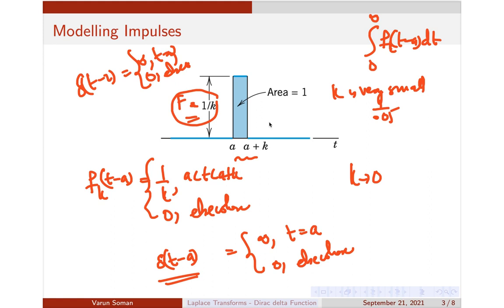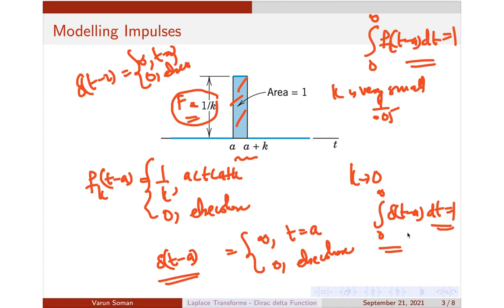It is a rectangle. So the area will be simply length times breadth, which is 1 by k into k, which is nothing but 1 here. So the area, the integral from 0 to infinity of f_k(t minus a) dt, is simply 1. Now since the Dirac delta function is a limiting case of this f_k(t minus a), the integral from 0 to infinity of delta(t minus a) is also 1, because each of the component functions has the integral 1.